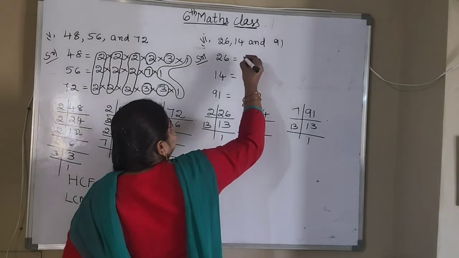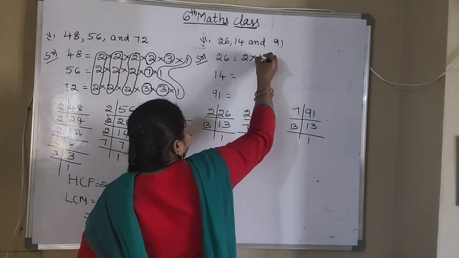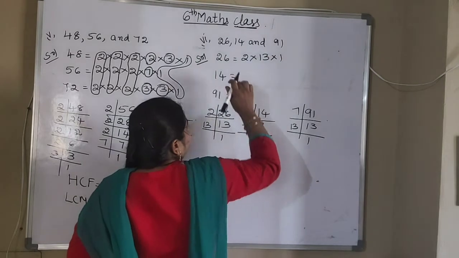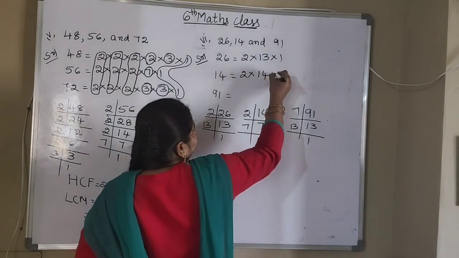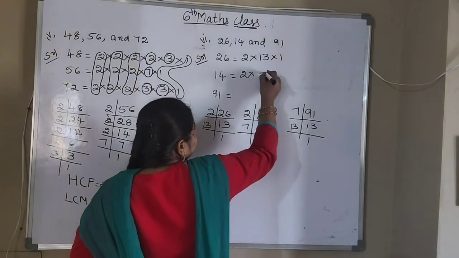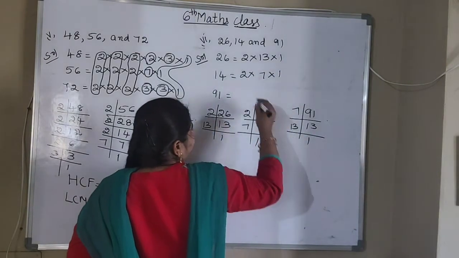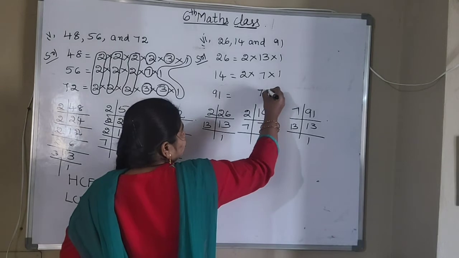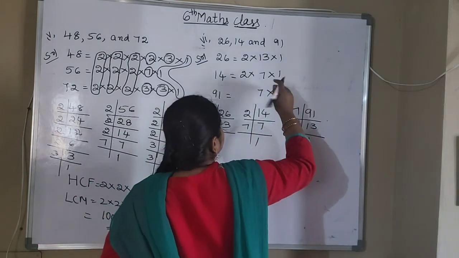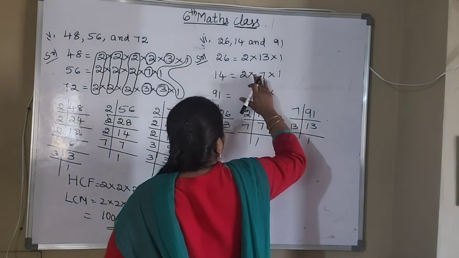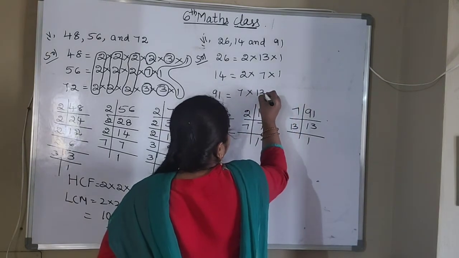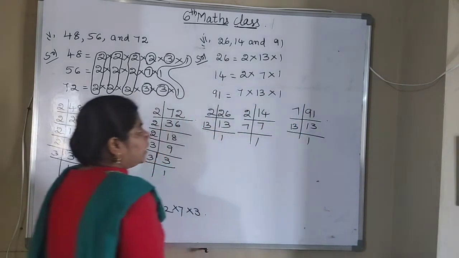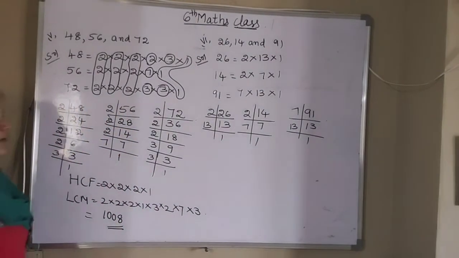So 26 can be written as 2 into 13 into 1, and 14 can be written as 2 into 7 into 1, and 91 can be written in the form of 7 into 13 into 1.